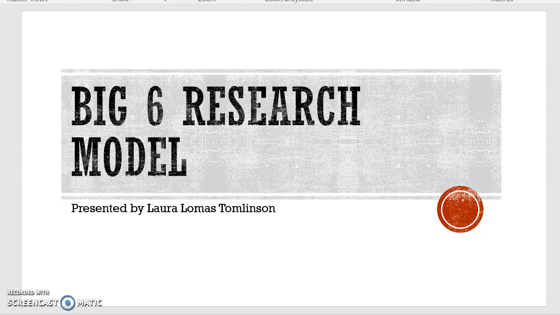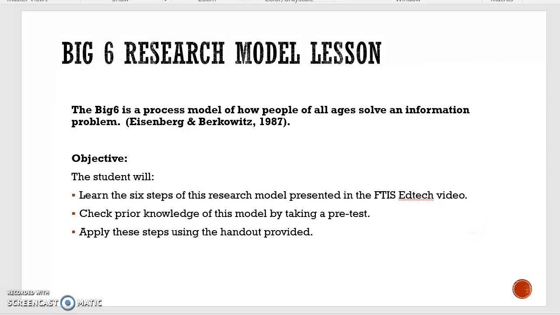Hello, I'd like to introduce to you a lesson on the Big 6 research model. The Big 6 is a process model of how people of all ages solve an information problem. In this lesson, the student will learn the 6 steps of this research model presented in the FTIS EdTech video.